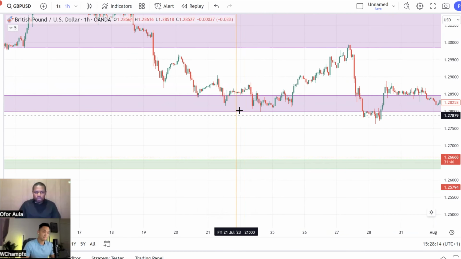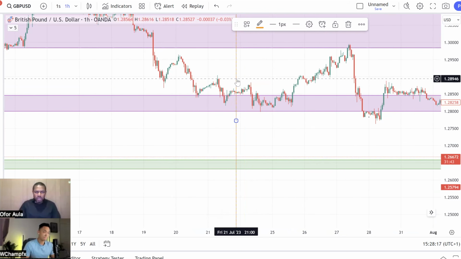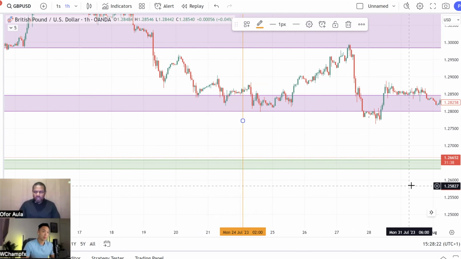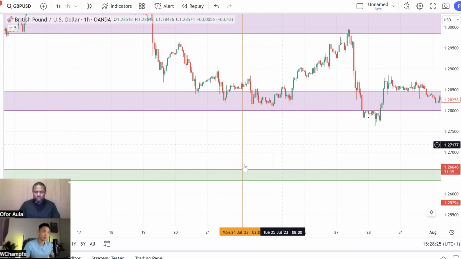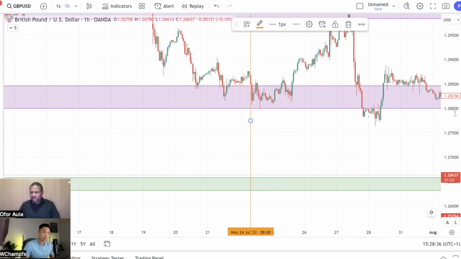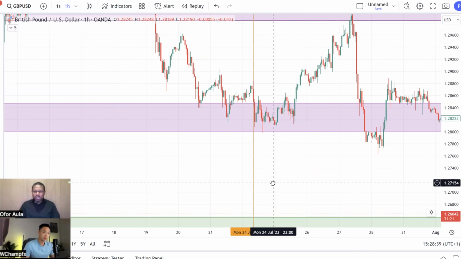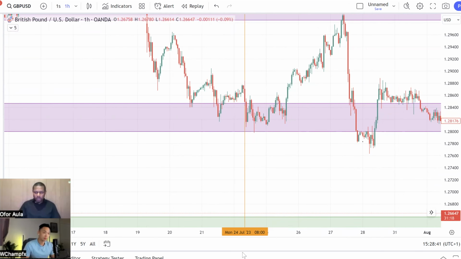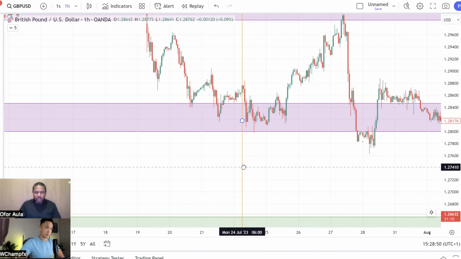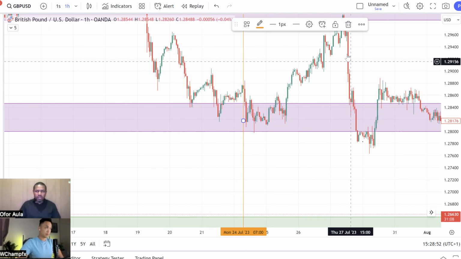I use the vertical line to denote my times because ICT emphasizes time and price. So I start hunting for fair value gaps from 7 a.m. London time, which I believe is 2 a.m. New York time, if I'm right. So by 7, I draw a vertical line for 7.